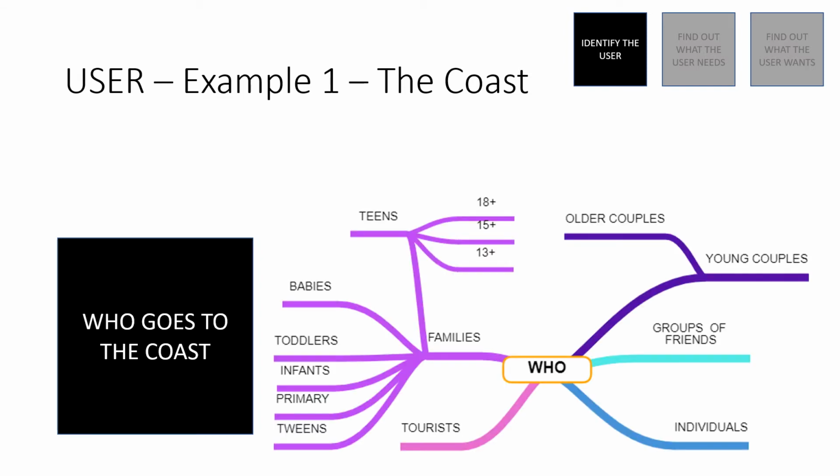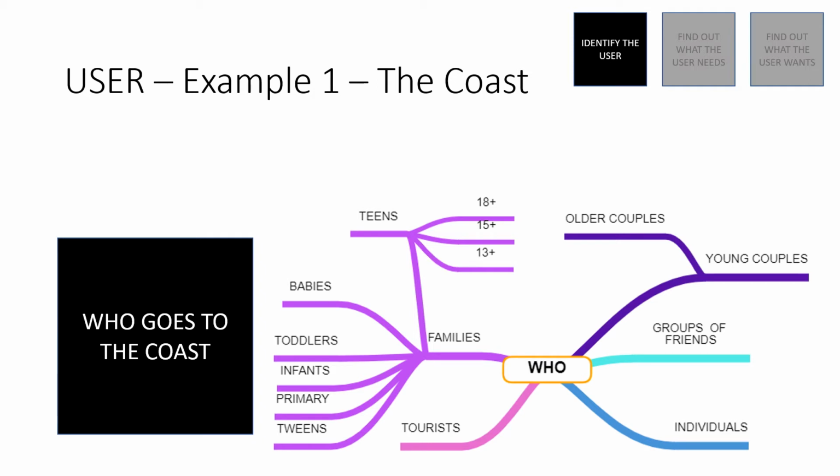So who goes to the coast? Well, I've broken it down into different ways. The families bit might look slightly familiar from the previous work this week, but thinking about the different types of activities. So who goes to the coast? Well, all sorts of families. Tourists. Now, tourists are a different group. They could be tourist families from abroad. They could be tourist families from this country.